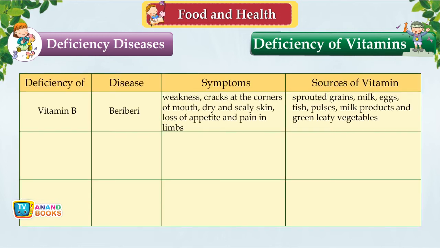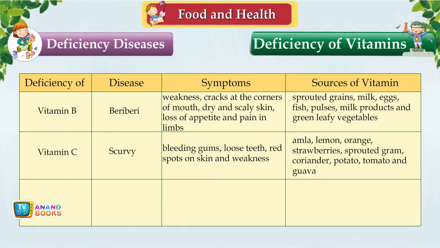Vitamin B, beriberi, weakness, cracks at the corners of mouth, dry and scaly skin, loss of appetite and pain in limbs. Sources of vitamin are sprouted grains, milk, eggs, fish, pulses, milk products and green leafy vegetables.